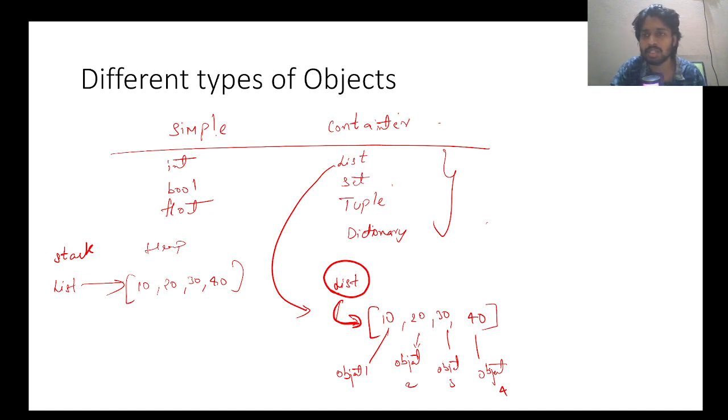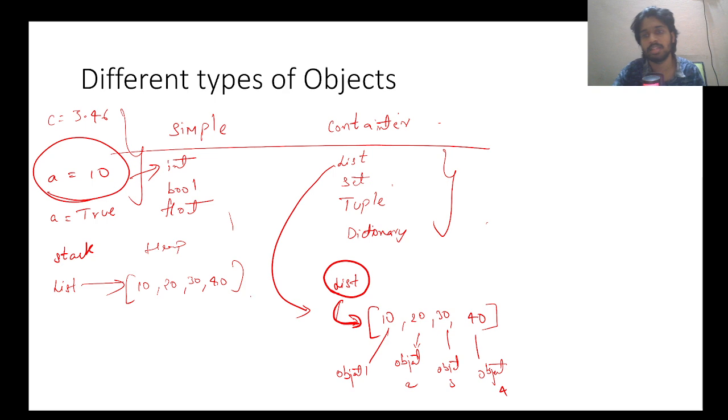Simple is nothing but what we just defined before in our previous slide. A is equal to 10 is simple because it is an integer data type. Bool could be a is equal to true or a is equal to false, and for float we can assign anything with a point. So these are called the simple, and these are called the container data types. Containers are used when we want to group many objects: list, set, tuple, dictionary.